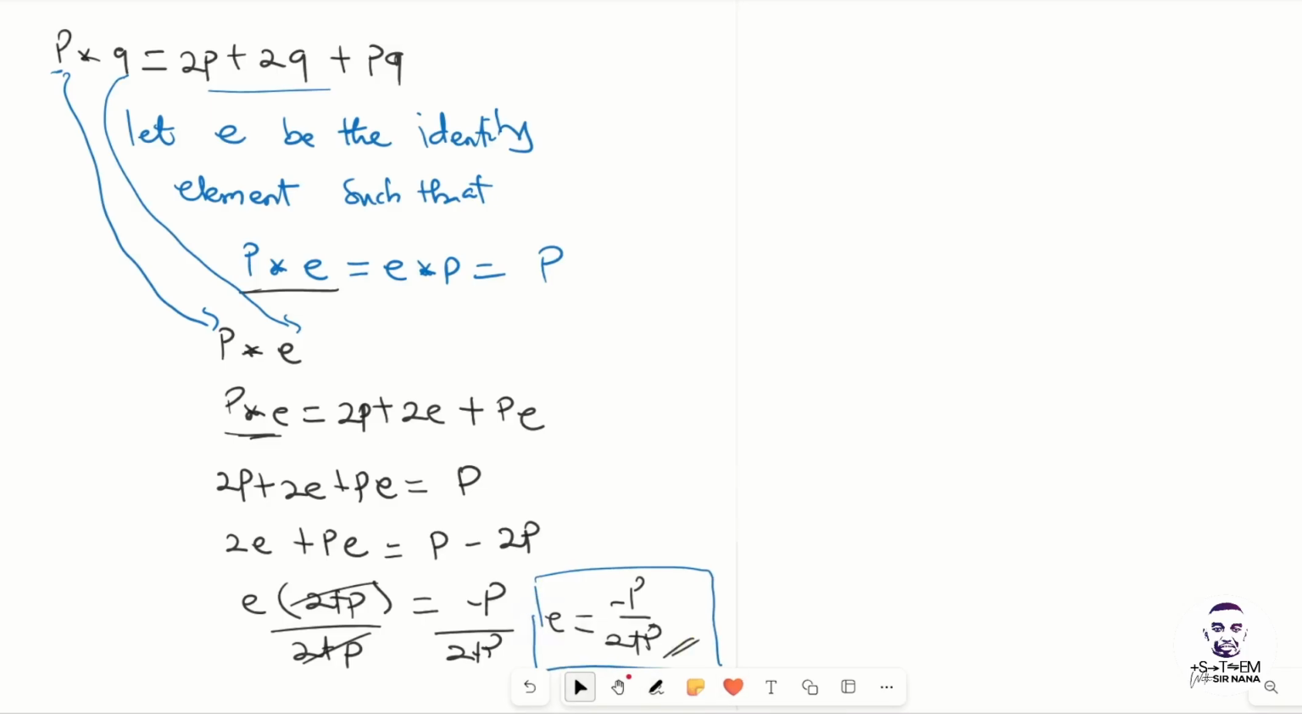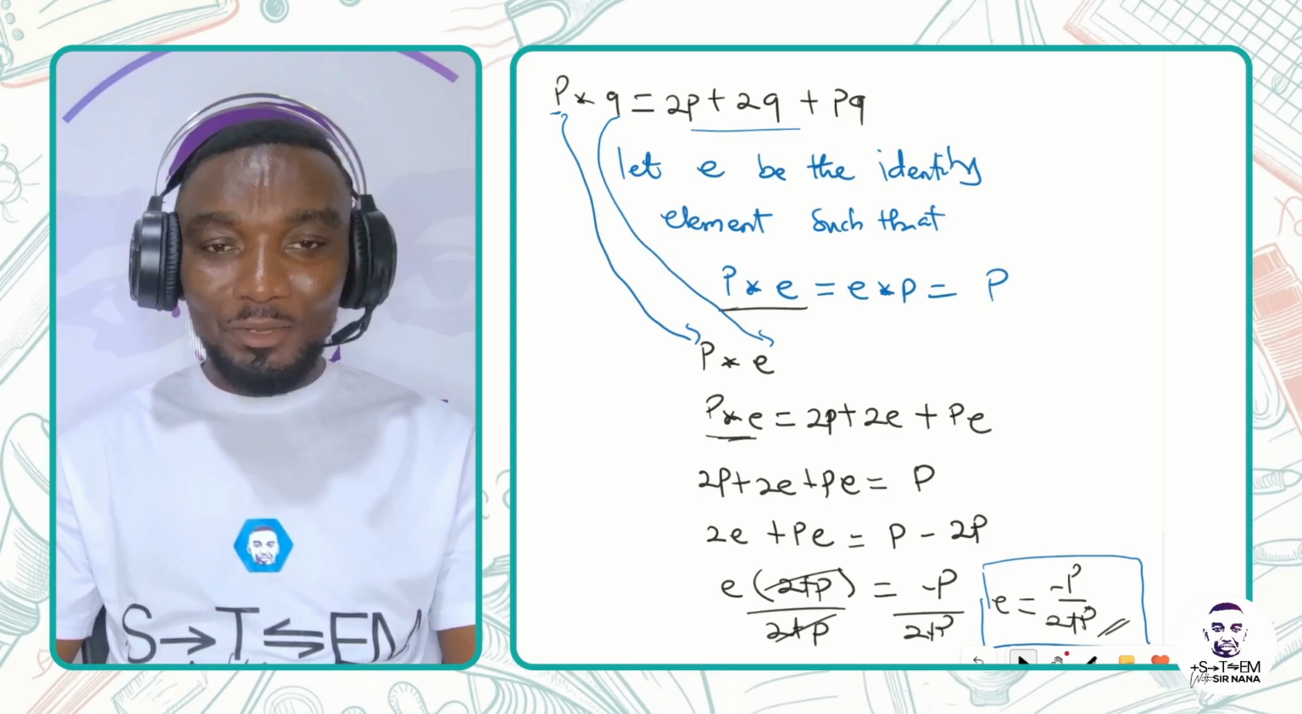In this lesson, we've looked at how we can find the identity element of an operation, and we've realized that for variables, we use the letter e to represent the identity element. And we've solved the question.